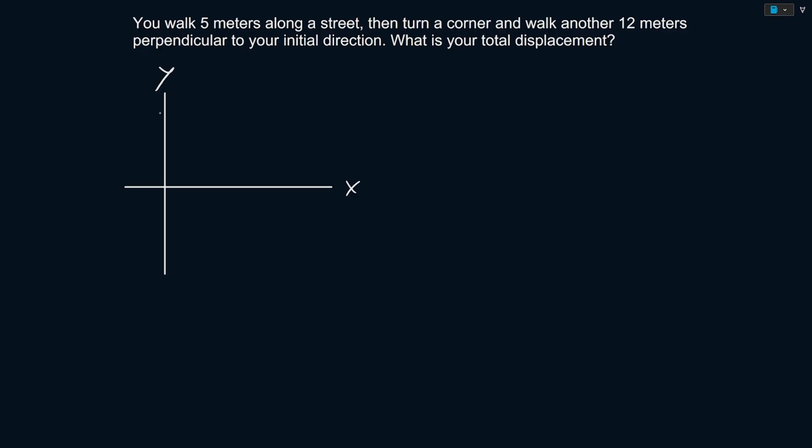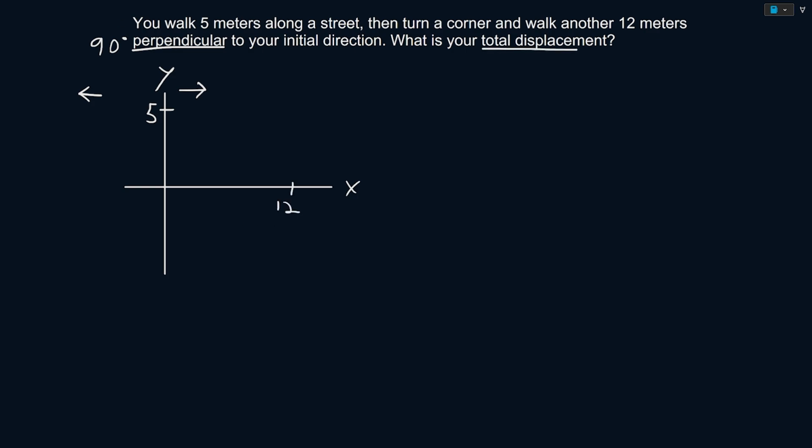Let's say the first 5 meters that you walked were in the y direction. Then you turned perpendicular, which is equal to 90 degrees from your initial direction. That can mean that you either went along the negative or positive x-axis. For this example, we're going to say that you went down the positive x-axis another 12 meters.